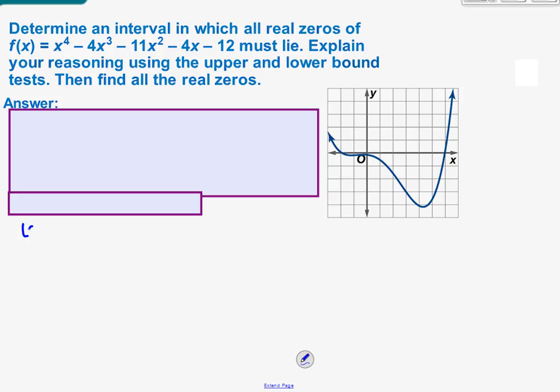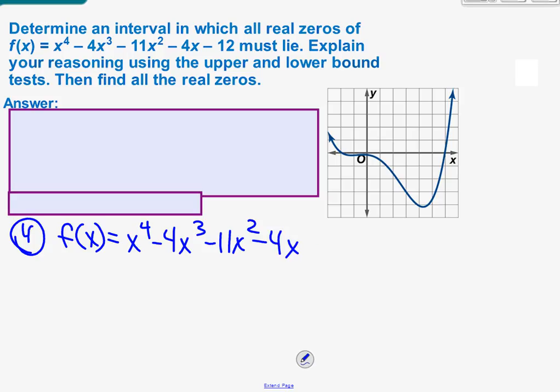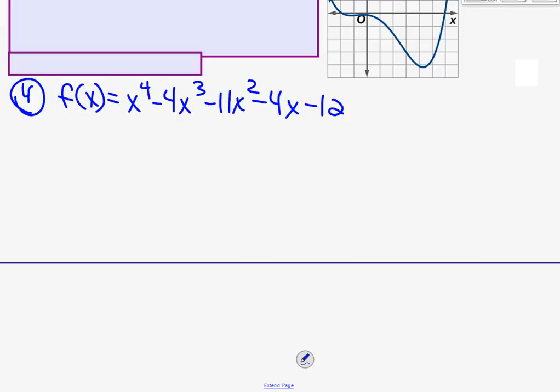So this is number 4, and our rule is f of x is x to the fourth minus 4x to the third minus 11x squared minus 4x minus 12. And so we need to figure out what P over Q is. And P, Lewis, is the factors of what? 12. And Q is the factors of? So what's the coefficient there? 1. So will we have any fractions in the choices for rational roots?